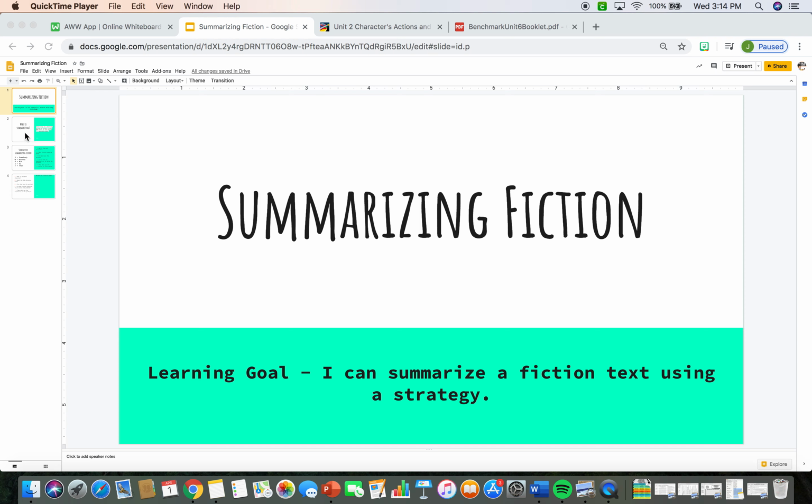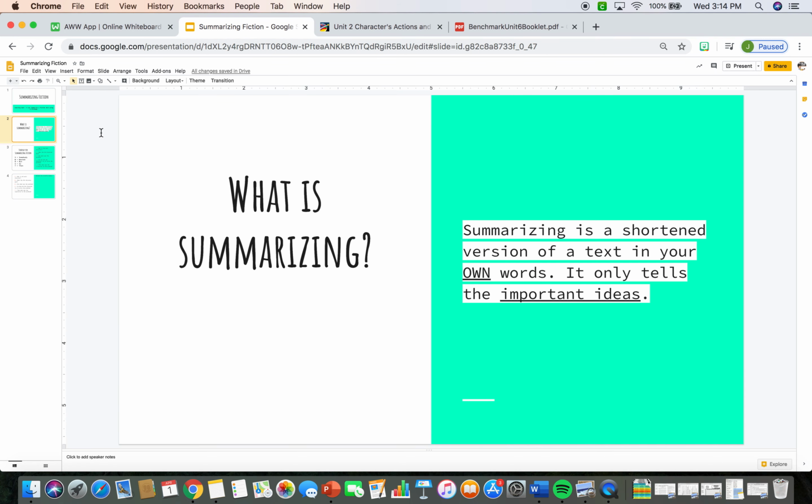For those that don't remember what summarizing means, I'm going to go over that real quick. So, what on earth is summarizing? Well, summarizing is a shortened version of a text in your own words. It only tells the important ideas. When you read a good book or watch a good movie and someone wants to know about it, you don't tell them the whole movie or the whole book. You tell them the important parts that happen, a shortened version for them to understand. So that's exactly what a summary is. It's a shortened version of the text, but in your own words.